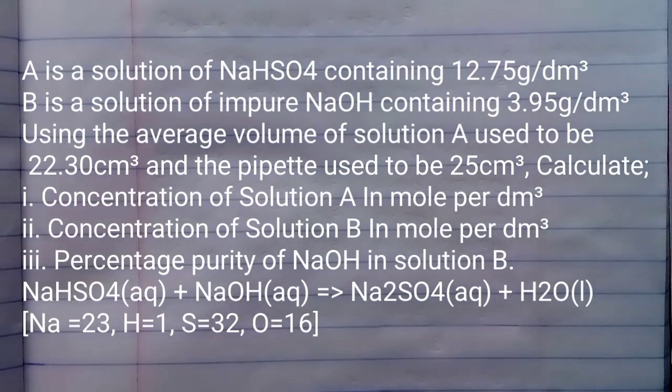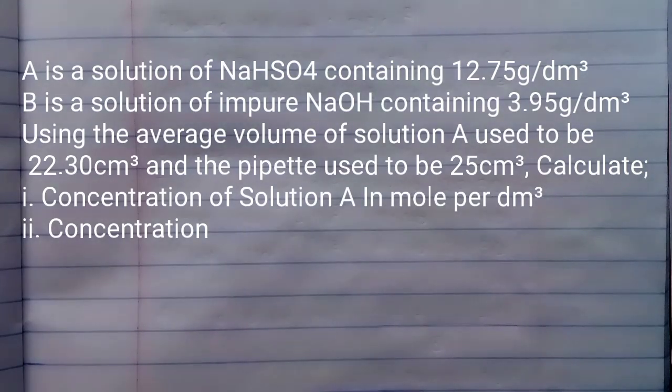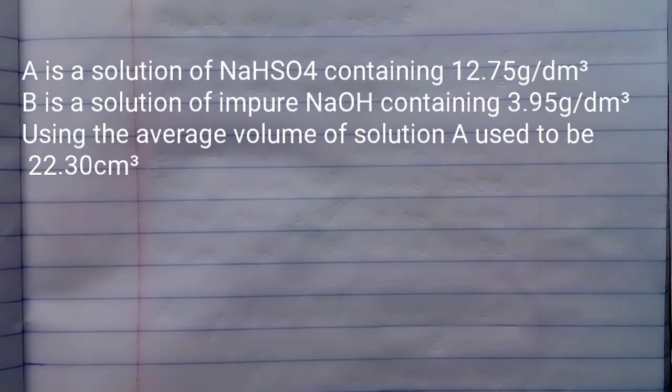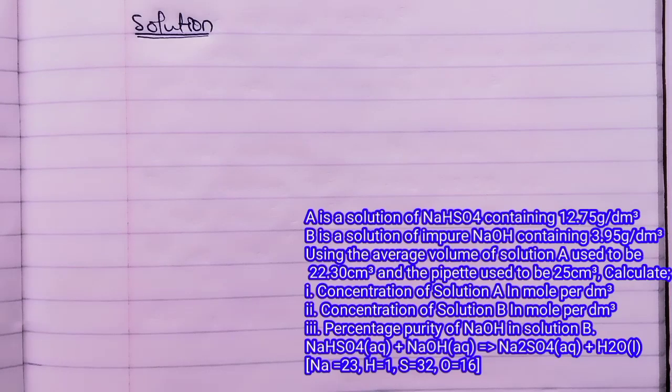And you should understand that sodium is 23, hydrogen is 1, sulfur is 32, and oxygen is 16. What I mean there is their molar mass. And the equation of the reaction is as shown on the screen. Therefore, we go with the solution. We should look at what is being given to us.